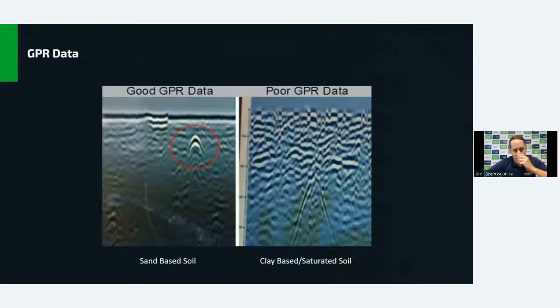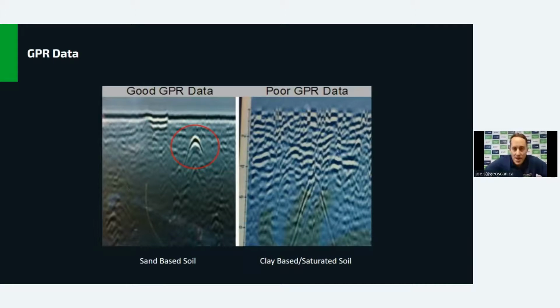This is an example of different soil types and how that can affect GPR. So on the left-hand side, we're clearly able to identify a pipe there, that hyperbola, upside down U shape in the data, if you will. In the red circle there is the profile. These are two profiles of the ground. So the pipe is able to be seen in sand-based soil.